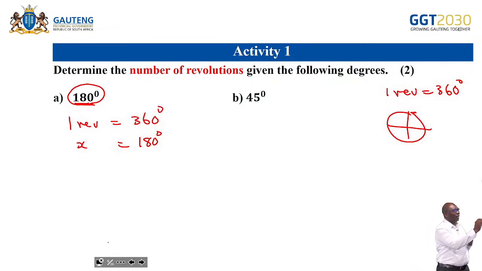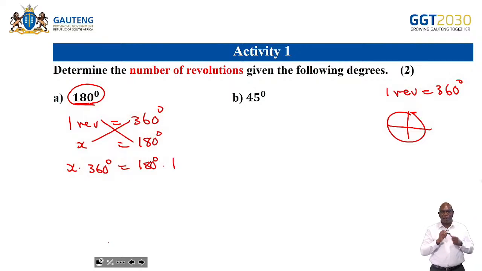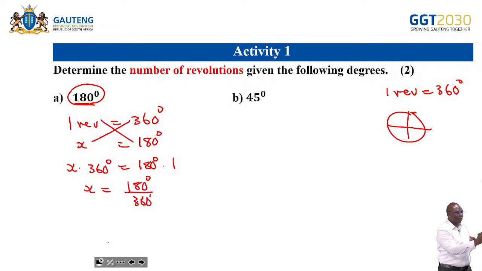So meaning that I can then try to cross multiply that and say X multiplied by 360 equals 180 degrees multiplied by 1. Okay, now I need to find the value of X. So X will be equal to 180 degrees divided by 360 degrees, and I'll get X equals 0.5. And this will be revolutions.